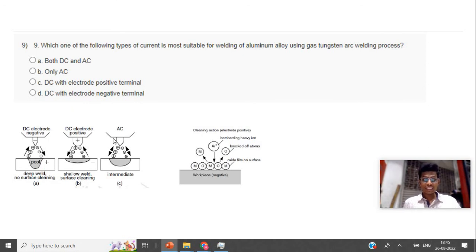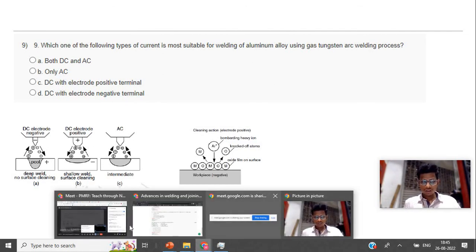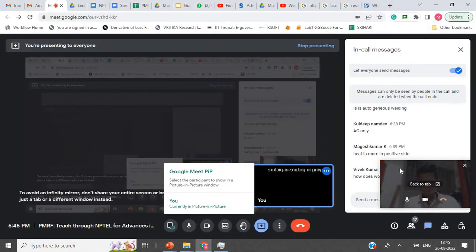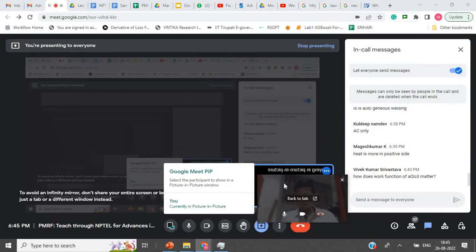Similarly, AC, alternating current, has the advantages of the deeper penetration of DCEN and also the surface cleaning of DCEP. So the option is B. Even though DCEP is also an answer, AC will have better efficiency than DCEP. So the option is B. I think you guys understood the concept here. If you have any doubt, you can post it in the chat box.